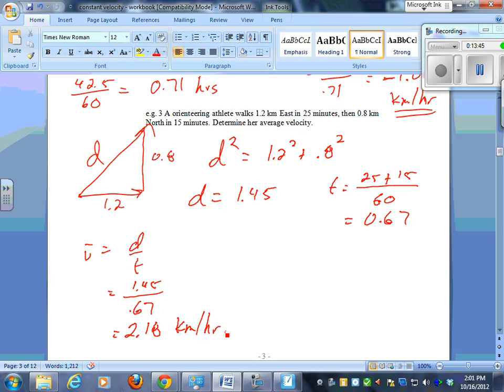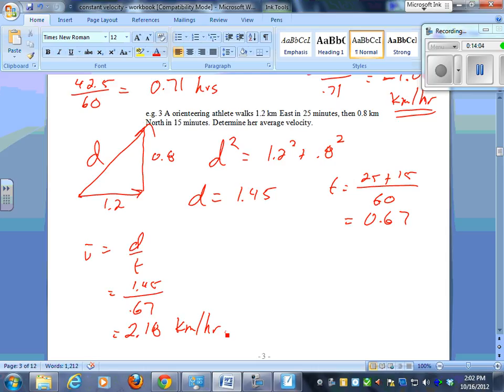Now, Logan, do you think I'm done? Ready to go on? No, you have to put a direction on it. Why do I have to put a direction on it? Because it's a vector. Exactly. You have to put a direction on it. North, east. You need an angle, not just this.